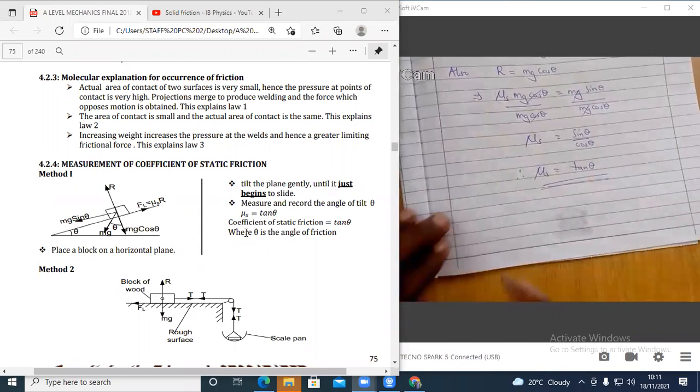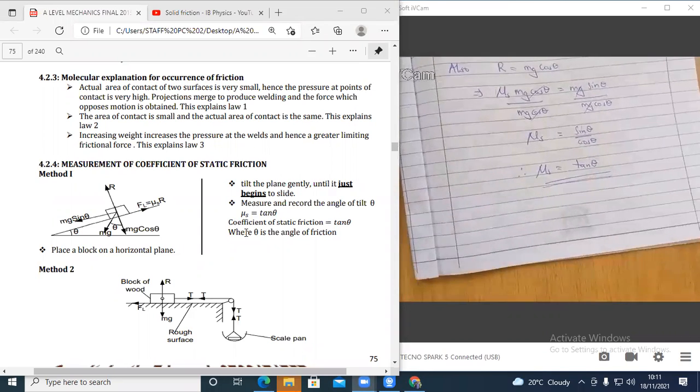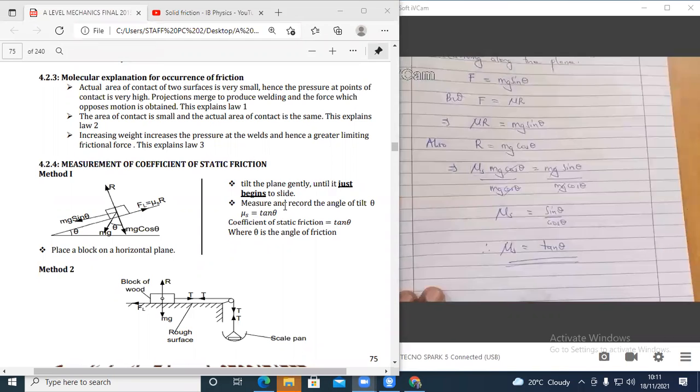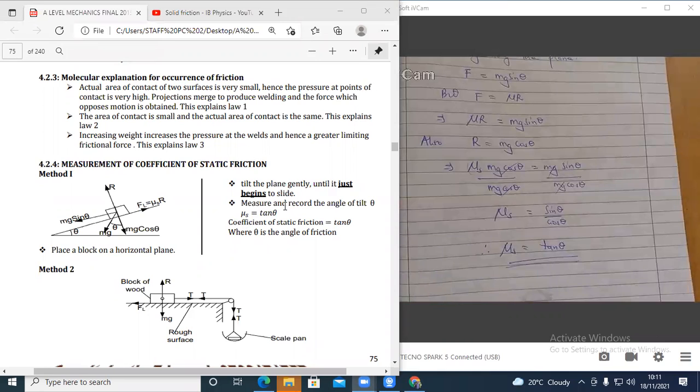Okay? Are you together, members? Are we together on that? Good. So from there, they did not show you how they got tan theta, but I've already shown you how tan theta came about. Let's look at method number 2.